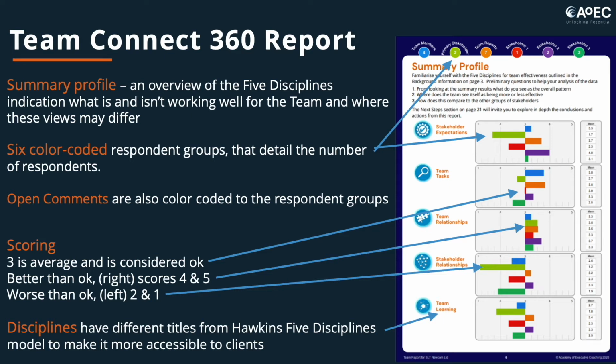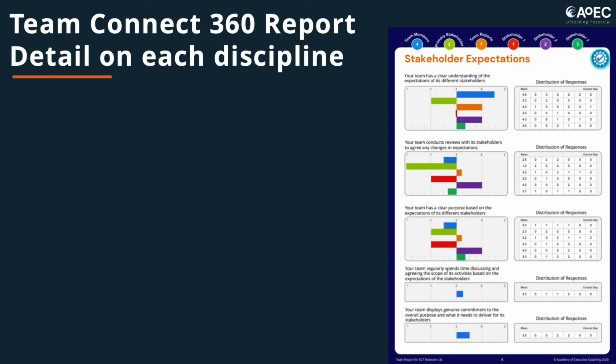The disciplines have different titles from the Hawkins 5 disciplines model. We find that this makes it more accessible to clients. So let's have a look at how each discipline is reported.